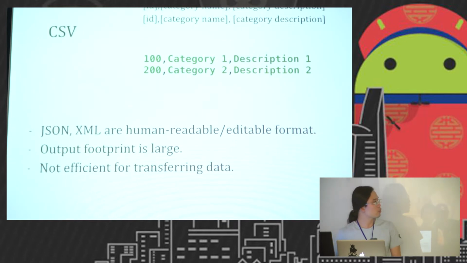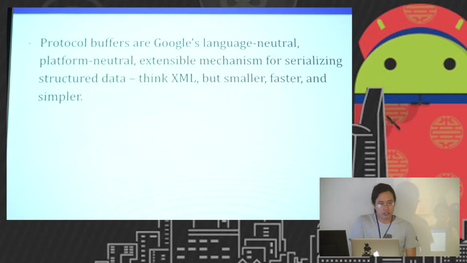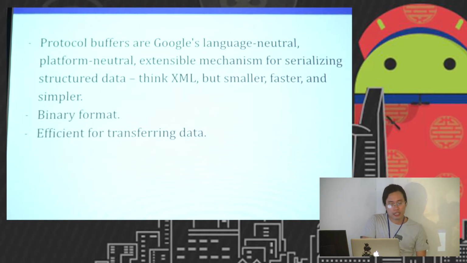Because of that, we say that the output footprint of JSON and XML is big and not efficient for transferring data in some situations. Protobuf, this is the definition on the Google website: it's language neutral, platform neutral. I will explain later why that is. We can think of it as XML but smaller, faster, and simpler. It's in a binary format, and it's very efficient for transferring data.